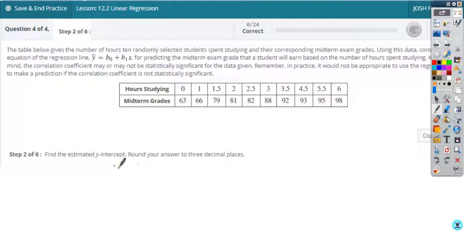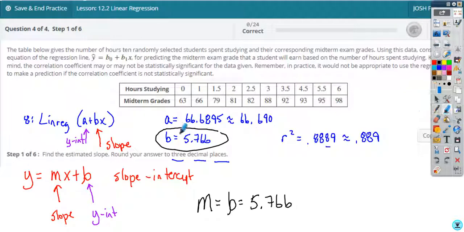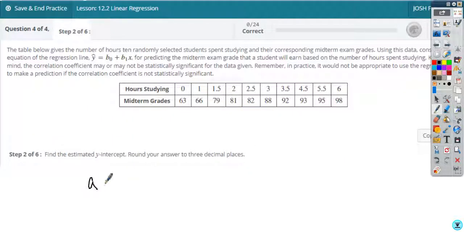Part 2. So in part 2 it says estimate the y-intercept. Well, taking our information from our previous slide, we see that our y-intercept was nothing more than our A value, right? So our A value is our y-intercept. So our A value was 66.690. So we just take that over to the next page. And so our A value, which is our y-intercept, is 66.690. And that's coming from that previous slide.